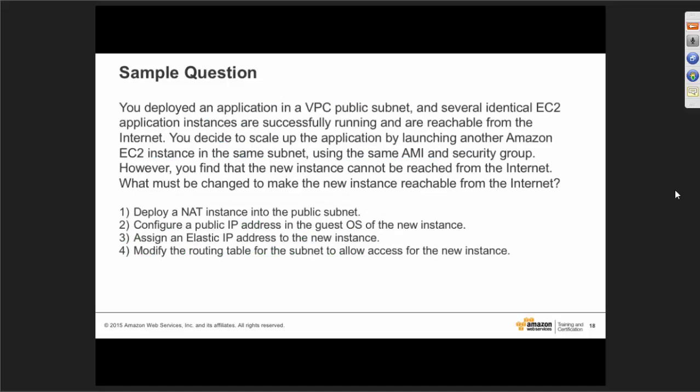Okay, there's a new question here. You've deployed an application in a VPC public subnet, and several identical EC2 application instances are successfully running and are reachable from the internet. You decide to scale up the application by launching another Amazon EC2 instance in the same subnet using the same AMI and security group. However, you find that the new instance can't be reached from the internet. What must be changed to make that new instance reachable from the internet?